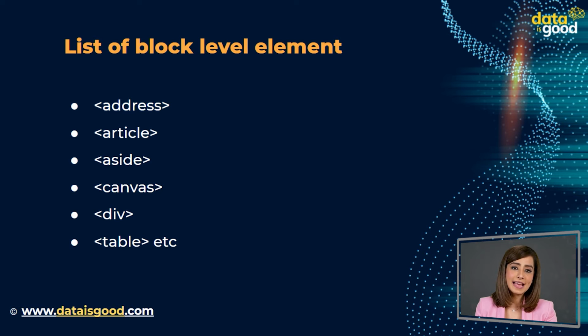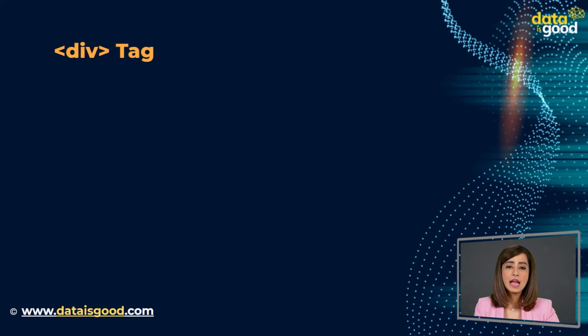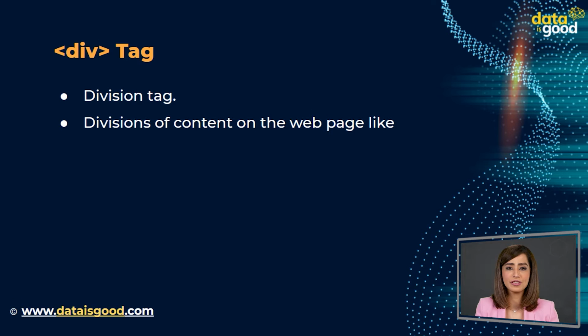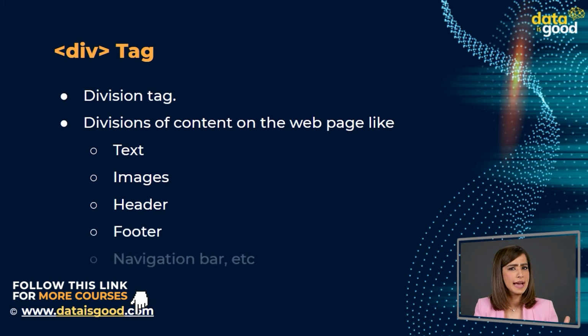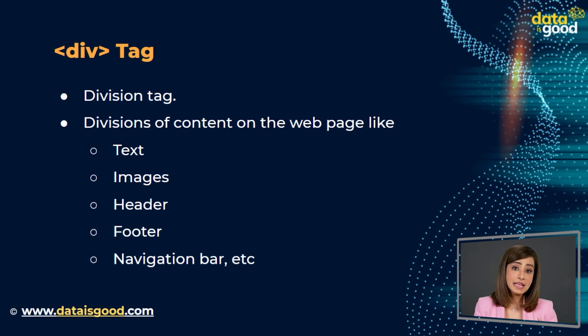Now, let's see an example of the div tag. The div tag is known as a division tag. The div tag is used in HTML to make divisions of content on the web page, like text, images, header, footer, navigation bar, etc. As we know, the div tag is a block level tag.